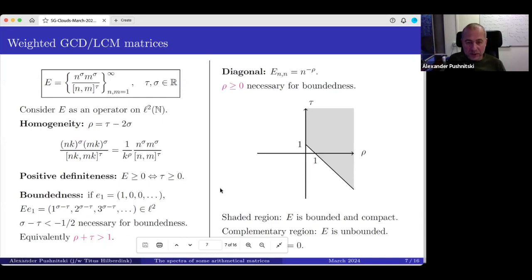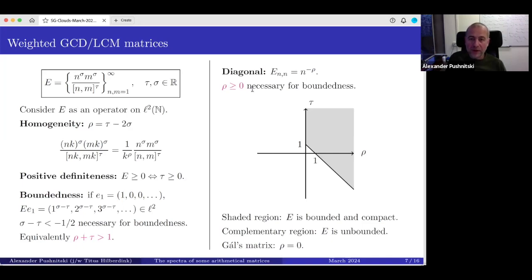Now let's do another simple test. Let's look at the diagonal of our matrix. On the diagonal, if we look back to this homogeneity condition, this part is 1, n to the sigma, and we just get 1 over n to the rho. This is what we get on the diagonal. And so for this matrix to be bounded, this rho should be positive, because otherwise we would have growing entries on the diagonal, and clearly such a matrix cannot be bounded.